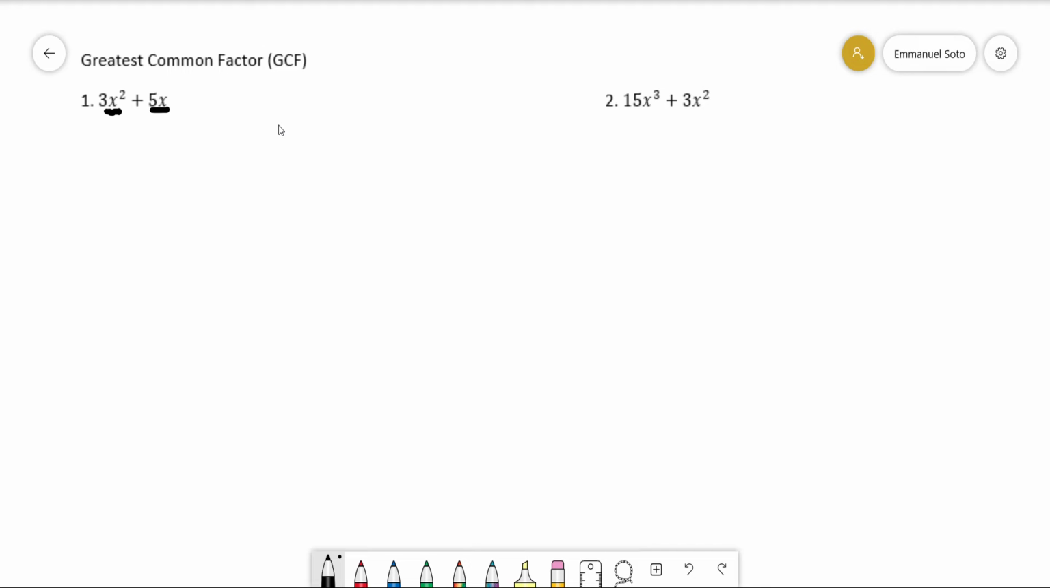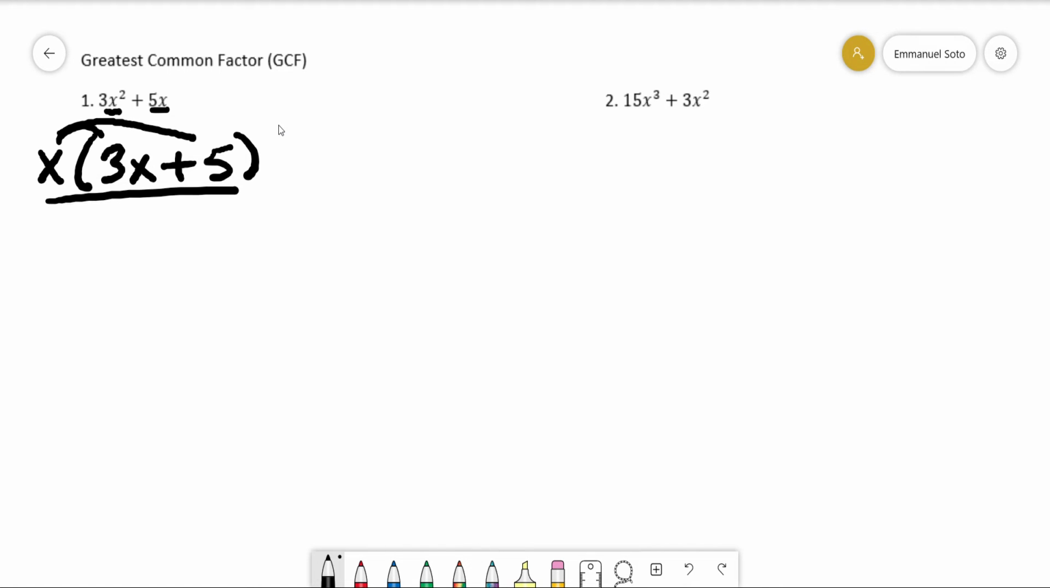We're going to go ahead and pull it out from everything. So in this case, we're pulling out x, and then we have 3x plus 5. All right, and if you do the distributive property, you should get back to the original. All right, and that's how you get that guy.